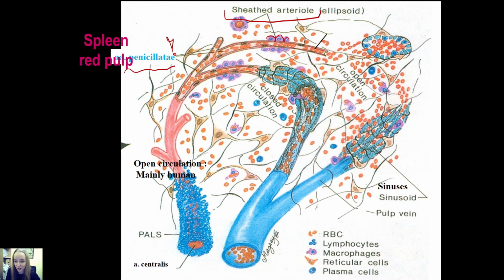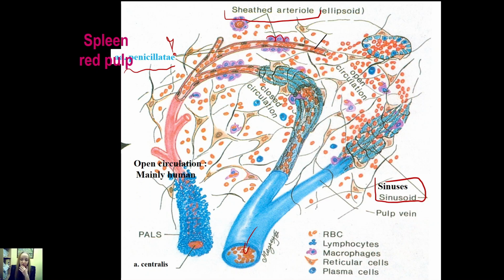It's just between reticular cells here with reticular fibers. Isn't that crazy? And then when there's some kind of immune response, red blood cells are destroyed here because there are many macrophages here, so they eat up all the red blood cells, and then the blood is going back to the venous sinuses here, and back to the venous system.